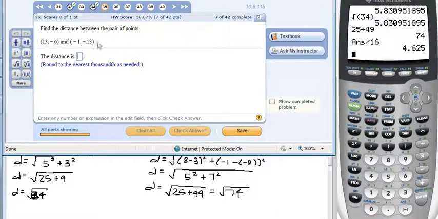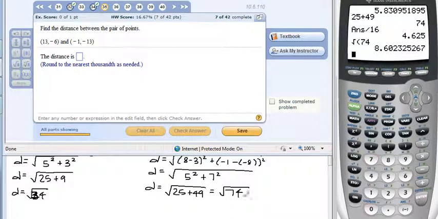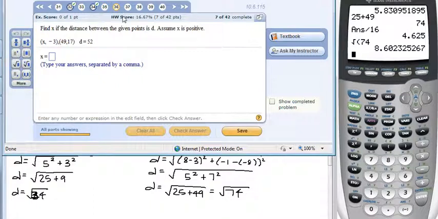Same thing. Oh, this one says round to the nearest thousandth. So if you get an answer like this, it's going to want the actual decimal value. Okay, so at this point, let's just say this was my answer. I would go one step further and put in, to the nearest thousandth, 8.602. Okay, so be careful on the directions. Type your answers.